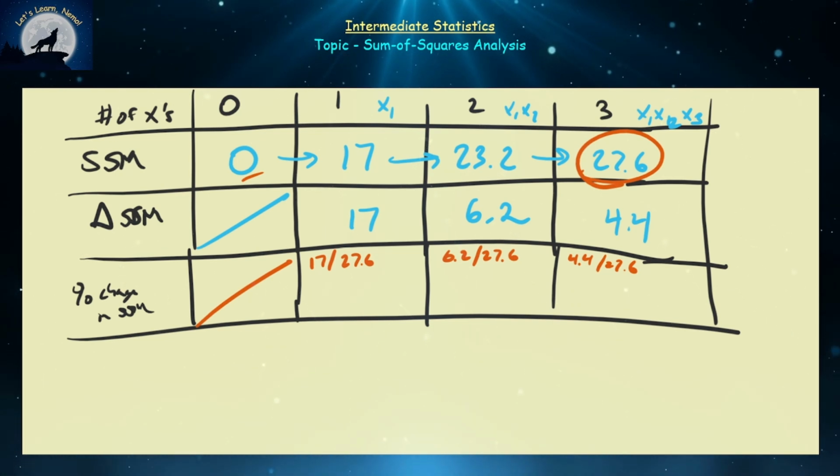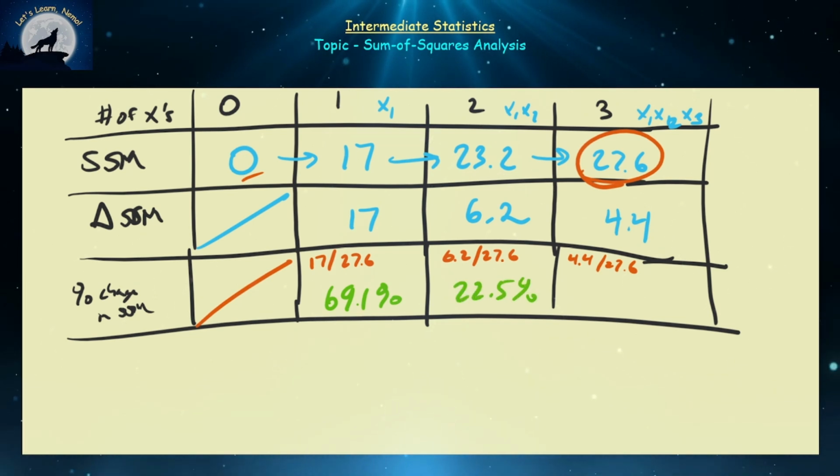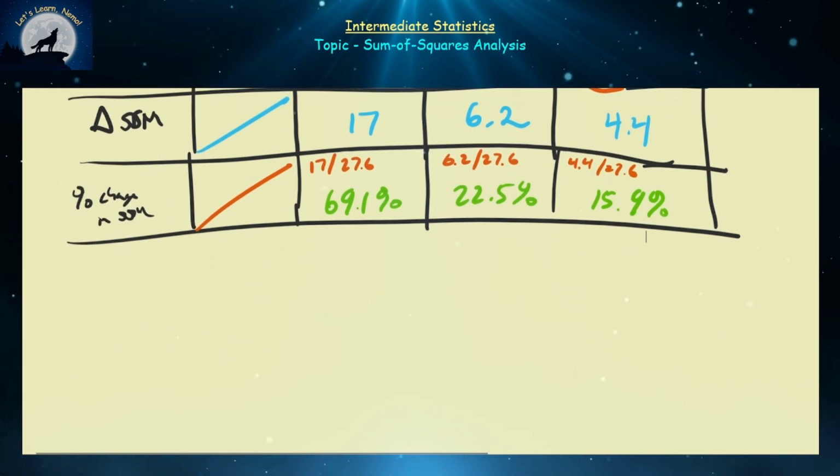If that is the case, then what we're going to have here for percentages is approximately 69.1%, and then 22.5% for the next, and then 15.9% for the next, and everything ranges from 0 to 1 in this case, so you can start to make some arguments about which one is contributing the most. From this table, we clearly can see that introducing x1 into our model first gives us the largest change in our SSM.